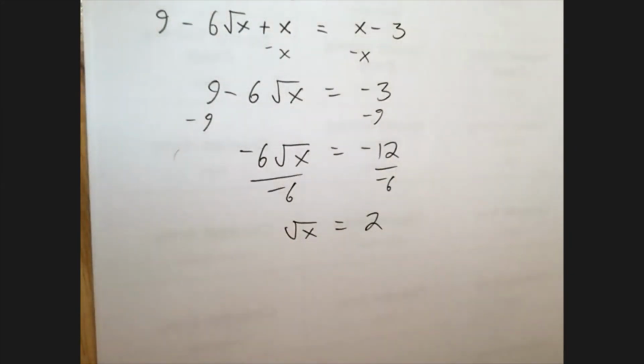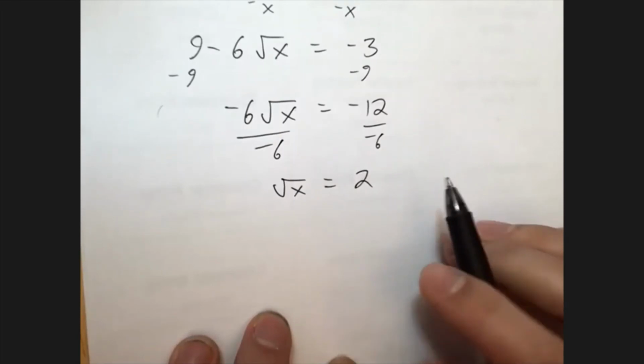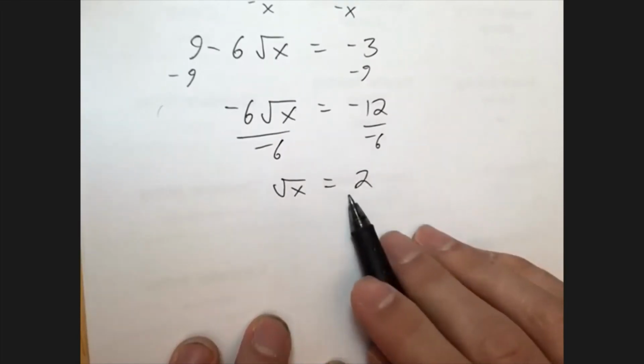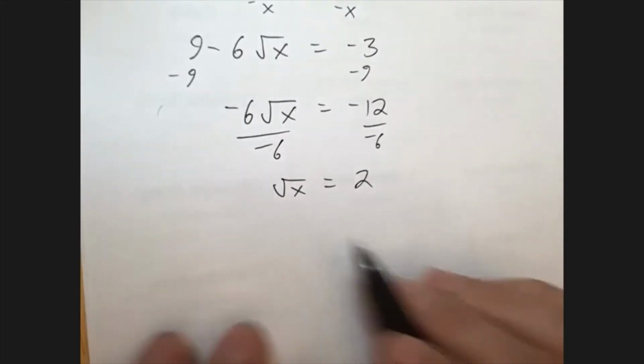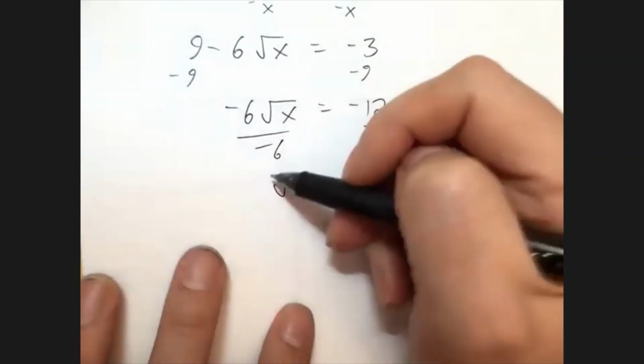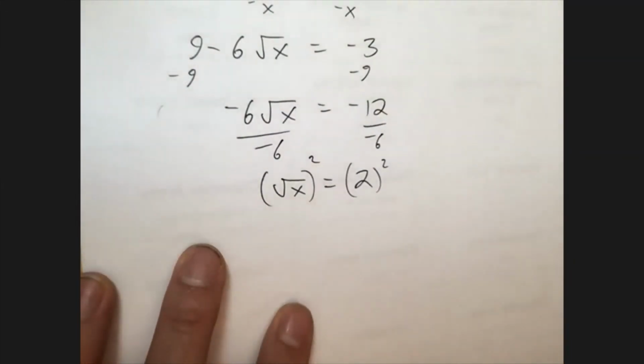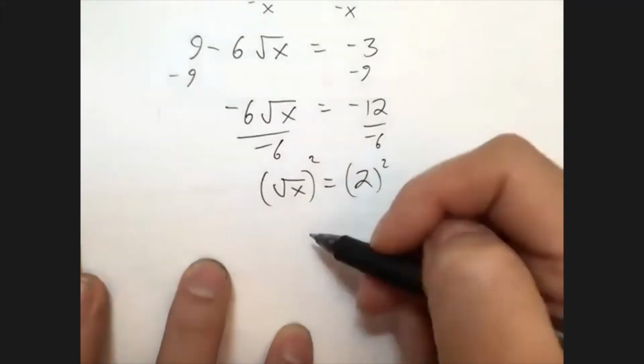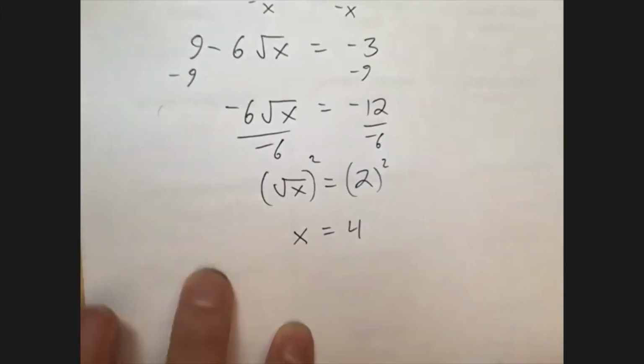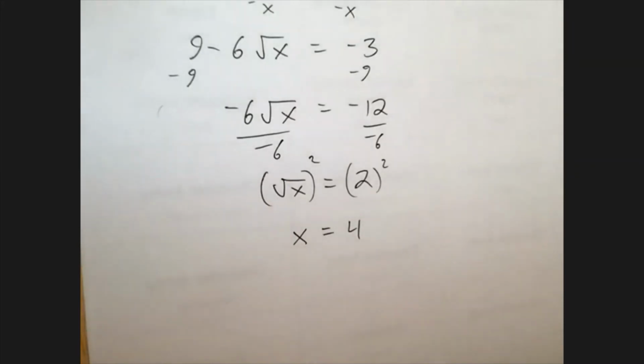All right, and I've isolated the radical, right? It's all by itself. All right, so square root of x equals 2. Now we've isolated the radical, so we do that squaring both sides again. So for the second time, we're going to square both sides. x equals 4. All right, and then we check.